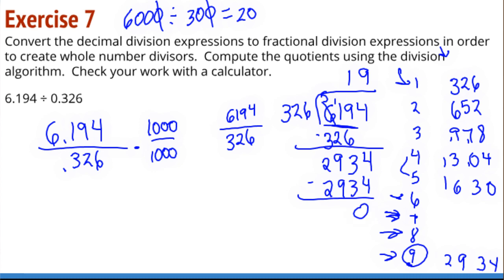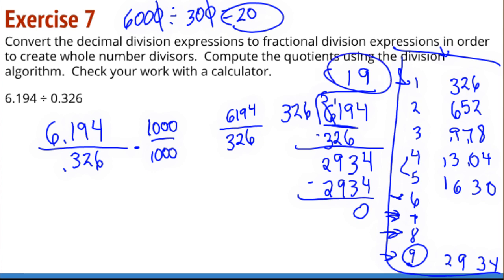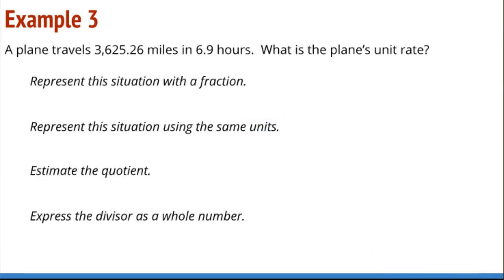So I hope you can see how I used a little bit of estimation to help me decide where on my chart I needed to go after that first 5. My estimate was 20. My calculated quotient was 19. That's pretty good. All right.